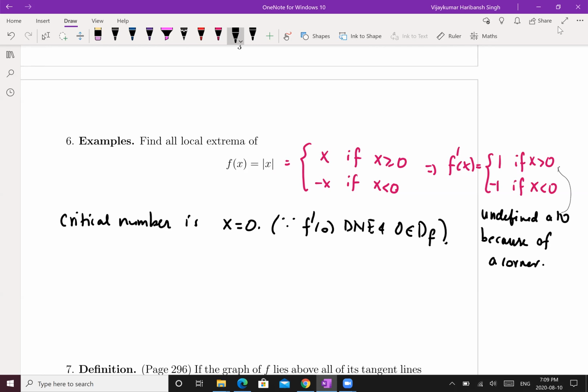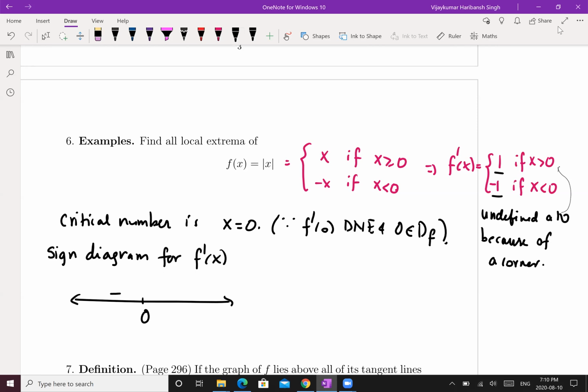Now what about the sign diagram for f prime x? At 0 it's not defined, but before 0 it's -1 and after 0 it's 1, so it's positive. So therefore f of 0, which is 0, is a local what? Let's check it out. Before 0 it was decreasing, after 0 it starts increasing. So f of 0 is a local minimum.